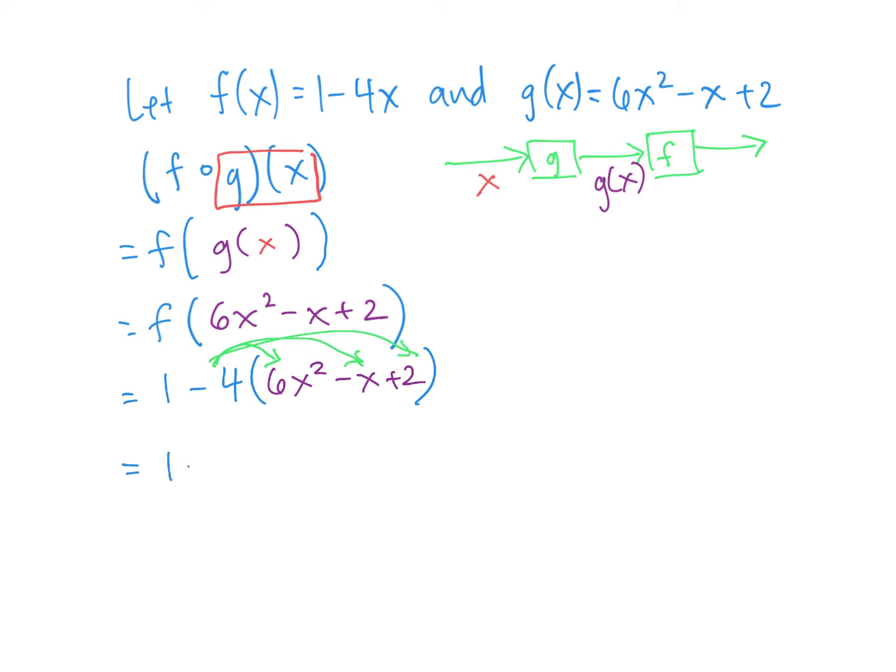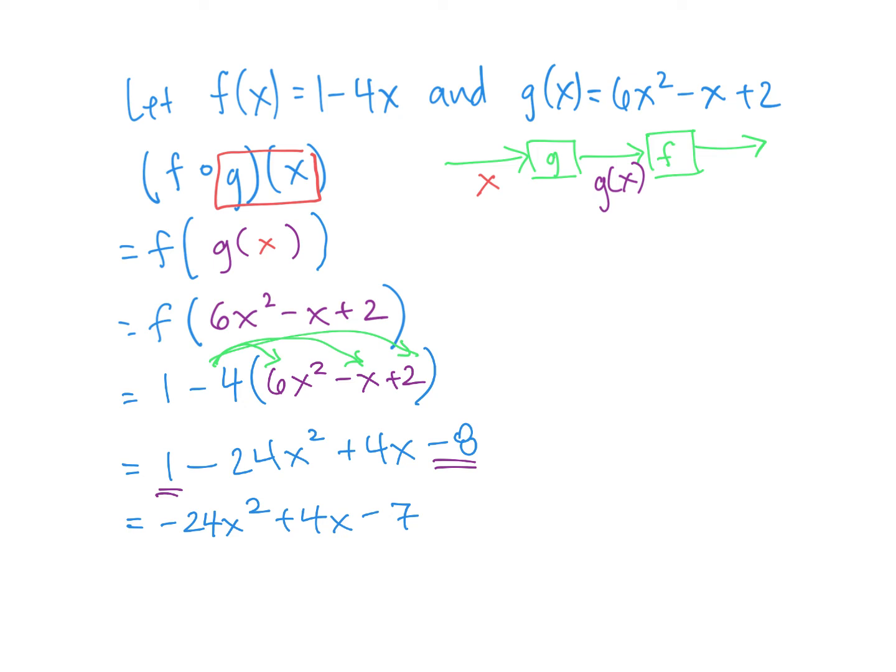So this is 1 minus 4 times 6 is 24, x squared. Negative 4 times negative x is positive 4x plus 4x. And then negative 4 times positive 2 is negative 8. And the only like terms I have to combine are my constant terms. So I'm going to move that 1 over there with the minus 8 at the end. Negative 24 x squared plus 4x. 1 minus 8 is negative 7.